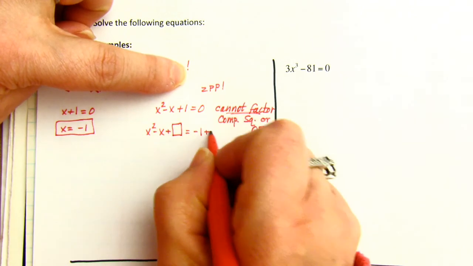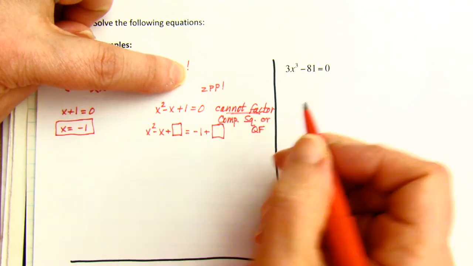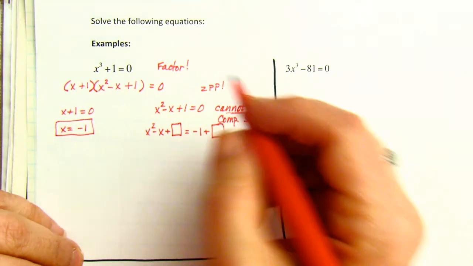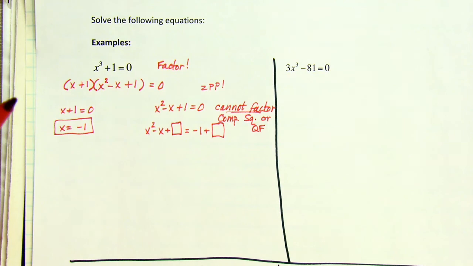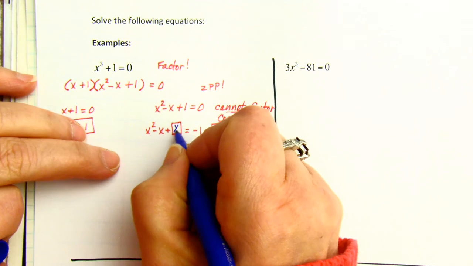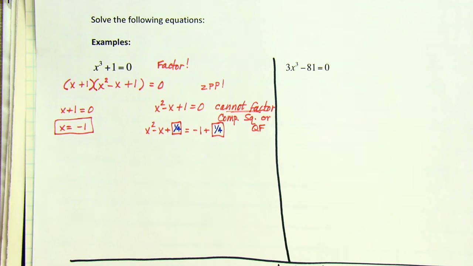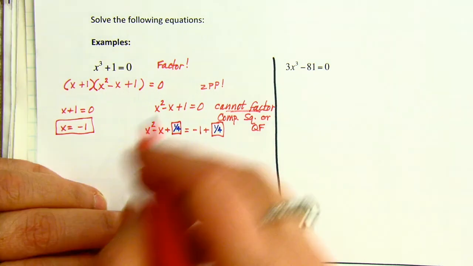Remember doing this? All right, half of 1 is a half, and when you square half, you get a quarter. So what goes in my little box here is I'm going to add 1/4 to both sides. Remember, what we're learning here right now is not new. The only thing that's new is how to solve a cube equation. Complete the square is not new.